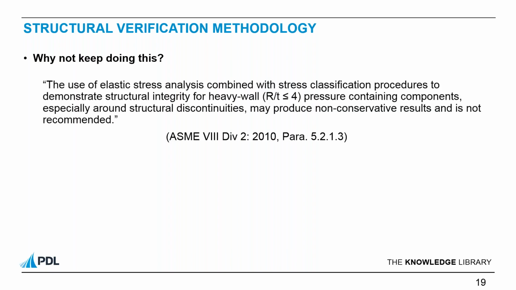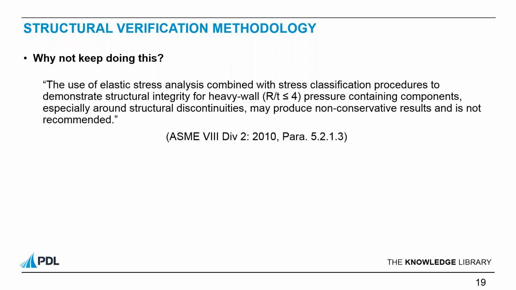Well, the excerpt on screen is taken from ASME VIII Division 2. In essence, this states that the linear elastic stress analysis method may return non-conservative results for thick-walled vessels. The reason for this is that the stress classification procedure does not accurately represent the nonlinear stress distribution observed in thick-walled structures. This is particularly true around structural discontinuities and is enhanced further if yielding occurs. We've already discussed that surface yielding is commonplace, and perhaps introduced by design for thick-walled structures in high-pressure environments, in terms of autofrettage.